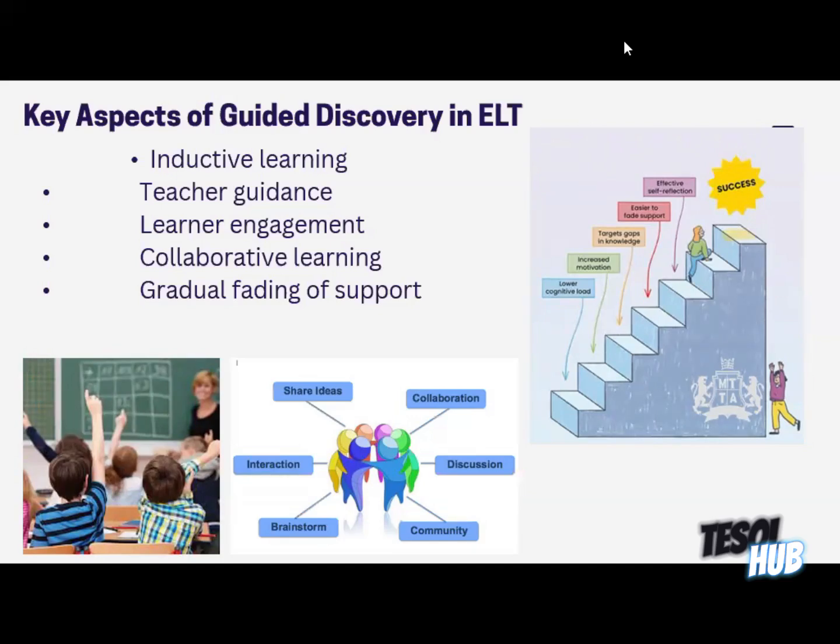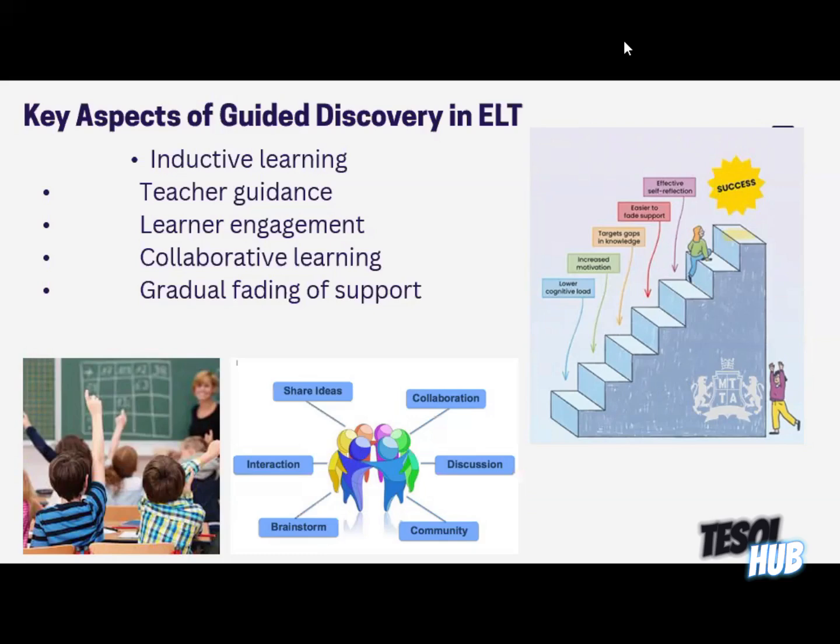It also improves collaborative learning in the classroom, because while giving them some guided questions, you can divide them into groups so they can share their ideas, interact together, brainstorm, and discuss. So you have collaborative learning in the class. And the last one is gradual fading of support.